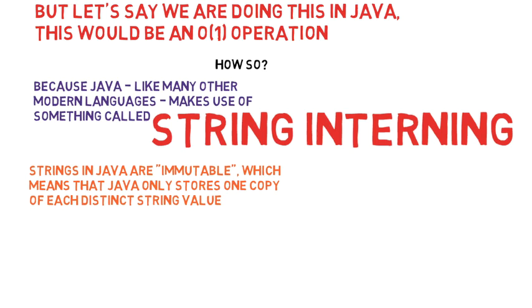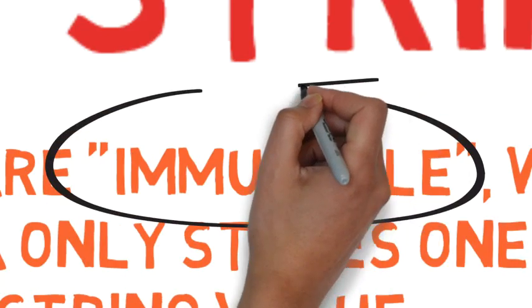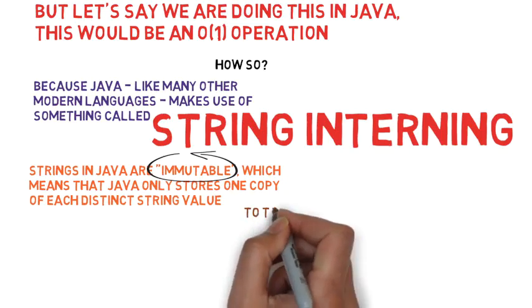This also means that if you add two strings together to generate a third, the original strings are not affected in any way. Java simply creates a new distinct value for the third string and sets it up. This is what makes strings in Java immutable.